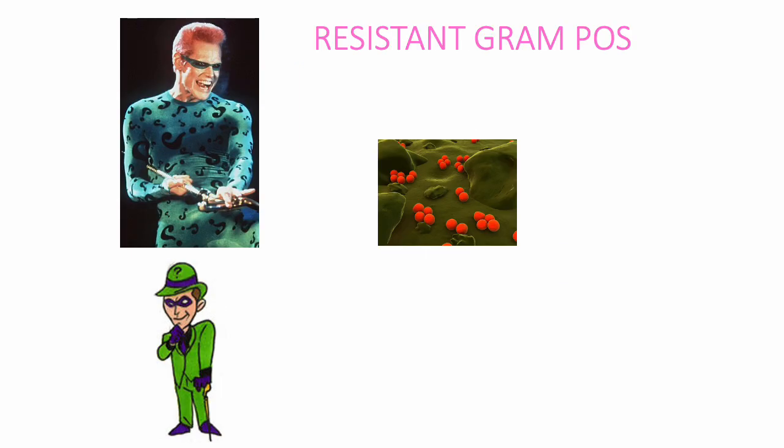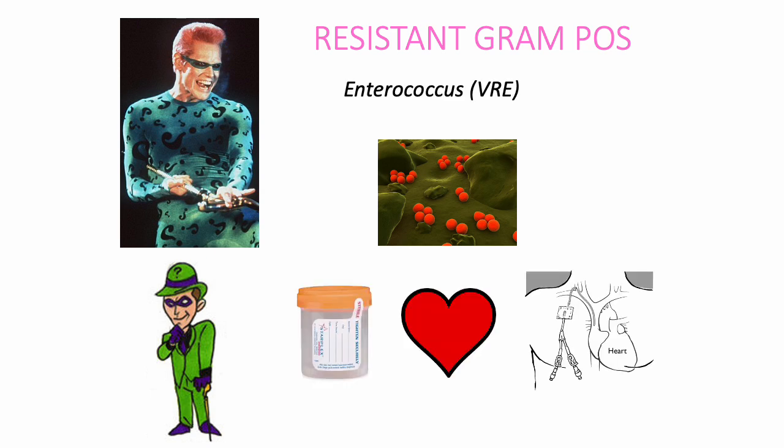And then the tricky bacteria on the gram-positive side. We don't see this bacteria too often in pediatrics, but when we do, it's easy to miss, and so it's very tricky. This is the Riddler, always confusing Batman and tricking him. This bacteria is called Enterococcus, and it can become super resistant. It can become VRE, which is vancomycin resistant Enterococcus, and that is very difficult to treat. In pediatrics, we sometimes see it in the urine, in urine infections. We see it in endocarditis occasionally. And probably most commonly we would see it in a line infection. So it's a very tricky bacteria.